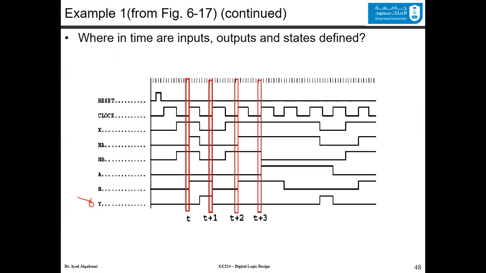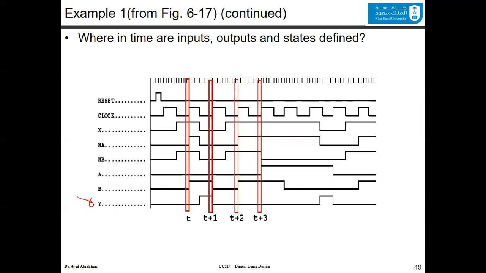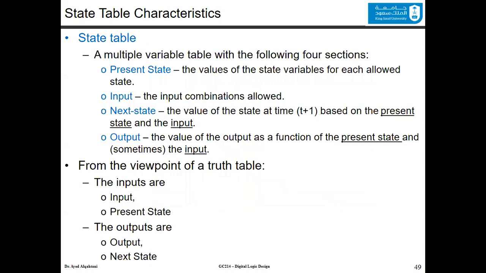You should have another timing diagram for DA and DB. Sometimes they have it in the same timing diagram, sometimes they don't. It depends on the situation. The critical information that we have in this diagram is knowing when exactly the output or the next state are changing, and the answer is, for this specific circuit, in the rising edge, only in the rising edge. Now, we have what we call a state table for the sequential circuit.